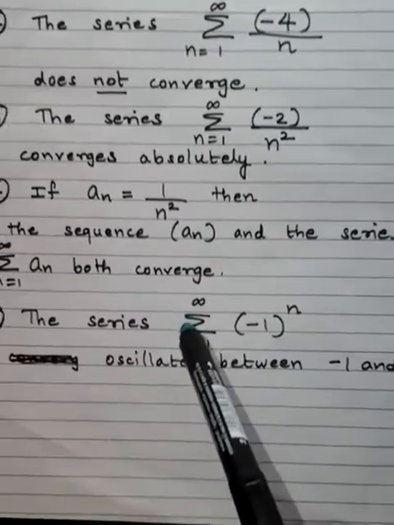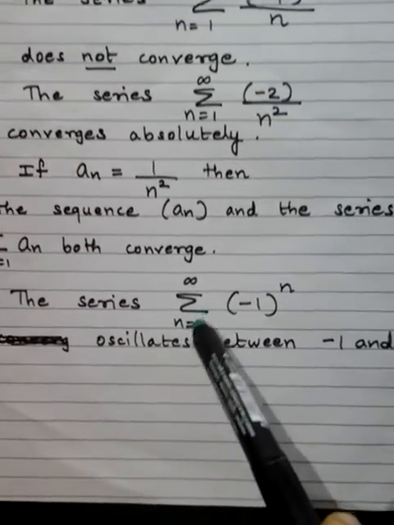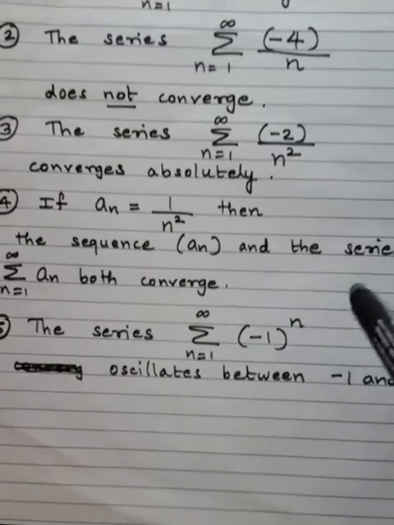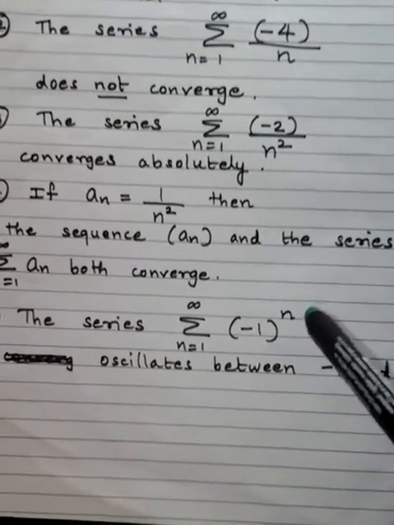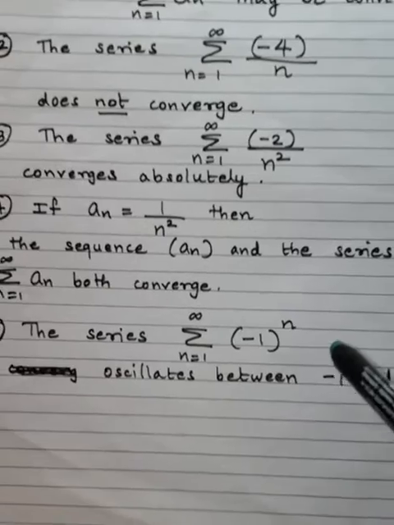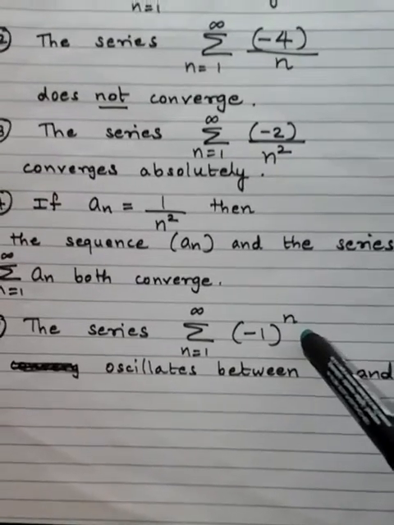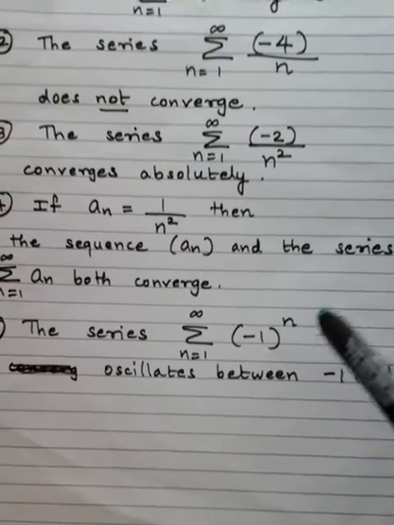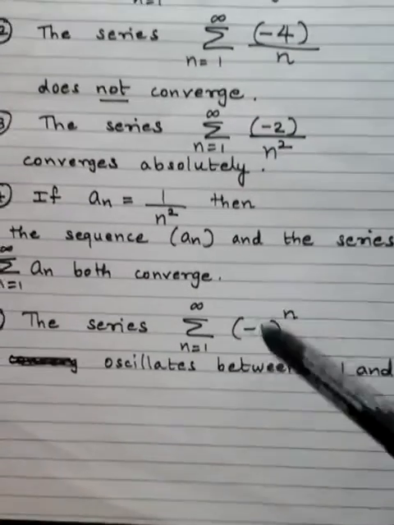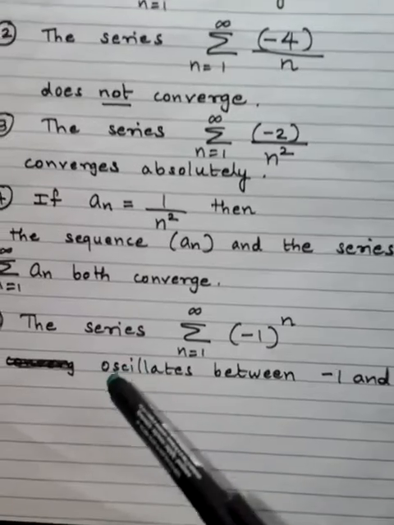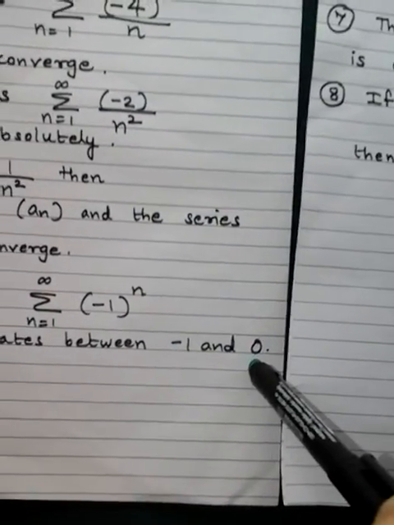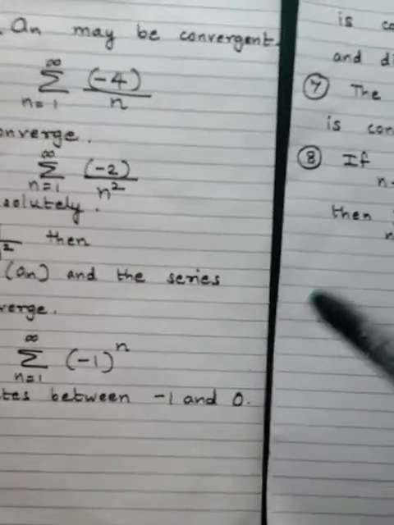Next is the series minus 1 raised to n. If you put the values of n here, it is the series minus 1 plus 1 minus 1 plus 1. If you take even number of terms, then the total is 0. If you take odd number of terms, then it is minus 1. And that is why when I say series, it is actually a sum. So the sum of this series oscillates between minus 1 and 0. That is the correct answer.